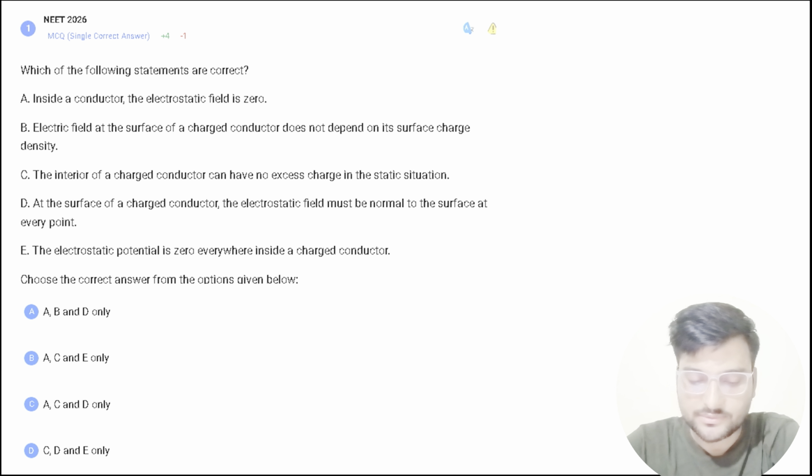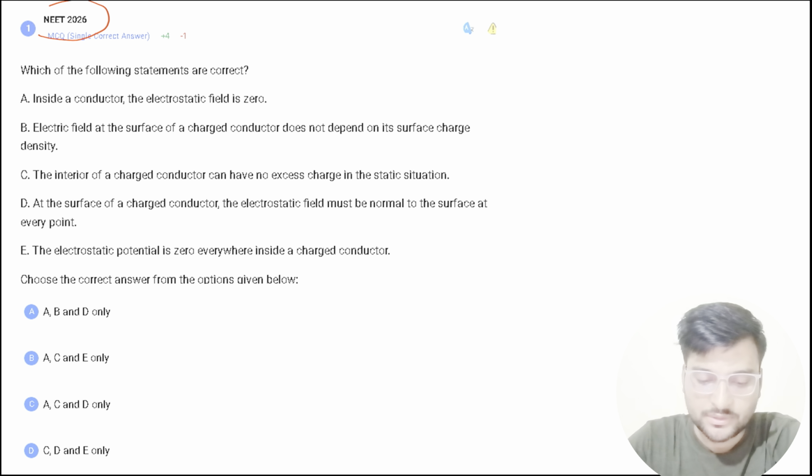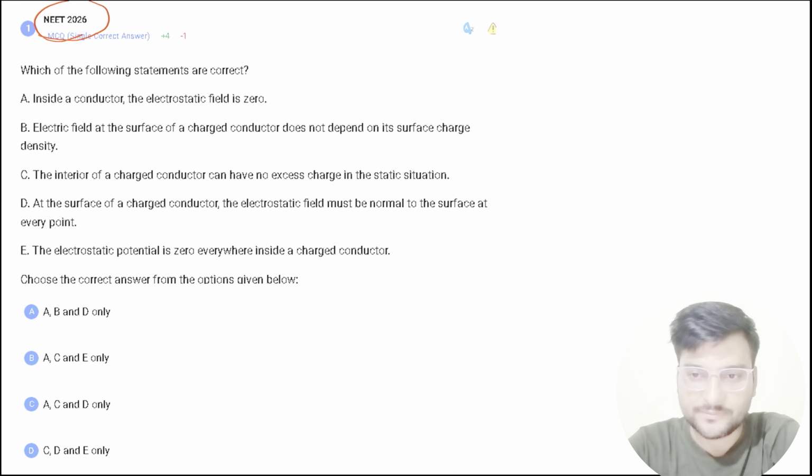The first question asks in NEET 2026. The question is, which of the following statements is correct? They are asking which of the following statements is correct here. So in this case, they are talking about the structure, or we can say the theory of conductors. Inside the conductor, the electrostatic field is zero. That is a 100% correct statement.